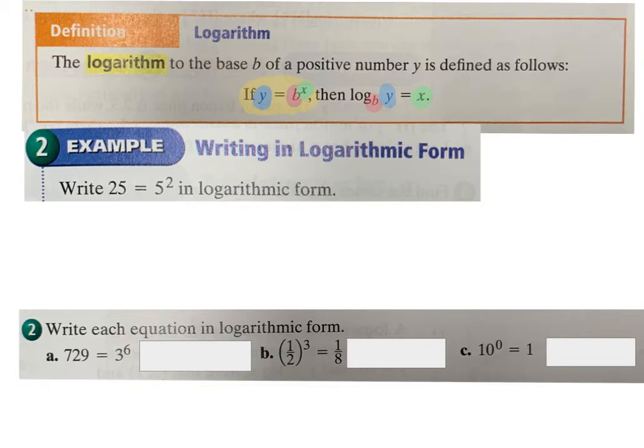So let's look at this first example, example 1. They want us to write 25 equals 5 squared in logarithmic form. We all know that 5 squared is 25, right? That's easy enough. Now we're going to rewrite it in log form. So in log form, I would say the log, base 5, 5 would be the base of my logarithm of 25. So the log base 5 of 25 equals 2. What I am saying there is 5 to some power equals 25. That's what logarithms are doing.